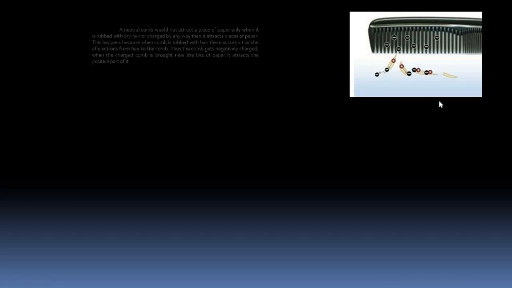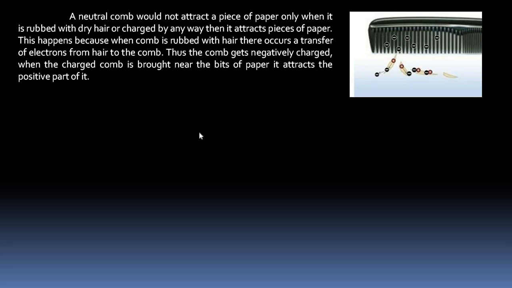So it has a capacity to attract the positively charged particles, the pieces of paper. A neutral comb would not attract any pieces of paper because it is neutrally charged. When we are rubbing the comb to the hair, we are doing some work. That work is stored in the form of charge, in the form of a potential. So the comb is a negatively charged body that can attract the positive pieces of paper. That we will call a potential.